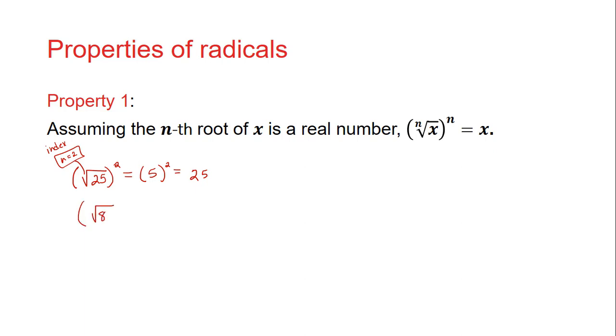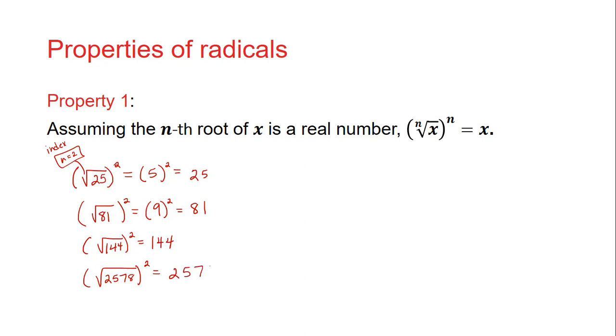Right, the square root of 81 squared. The square root of 81 is 9, but when I square it, I get back to 81. So we can skip that intermediate step. Right, the square root of 144 squared will just be 144. The square root of 2,578 squared will be 2,578.